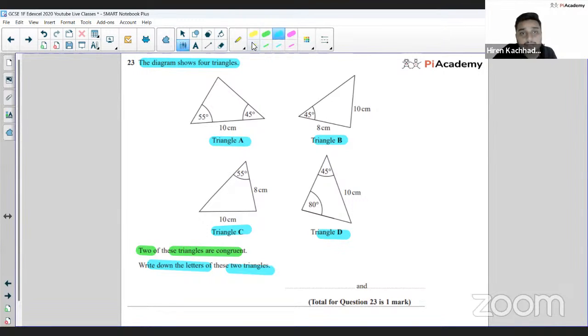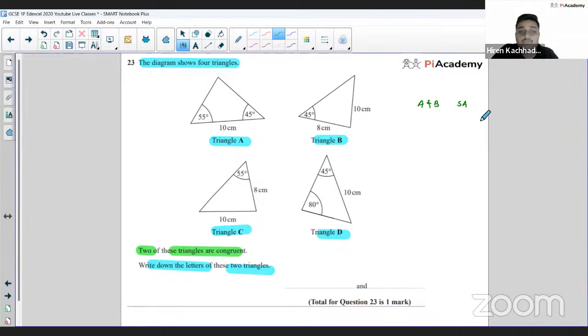Okay, what are the possibilities here? As you can see, let's say I'm talking about triangle A. There is a 10 centimeter side, and this is also 10 centimeter, right? So in triangles A and B, you will find one thing common, that is 10 centimeter, 10 centimeter. Fine. So you have side and side. Now you have one more angle also. So if I talk about A and B, then you have side and angle.